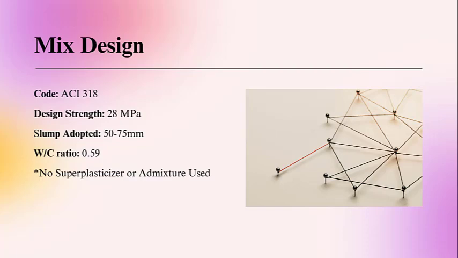The composition of the mixture is formulated to attain a compressive strength of 28 MPa within 28 days. A slump range of 50 to 75 mm was achieved, with a water-cement ratio of 0.59. No superplasticizer or admixture was used.